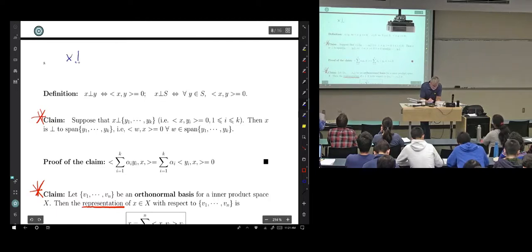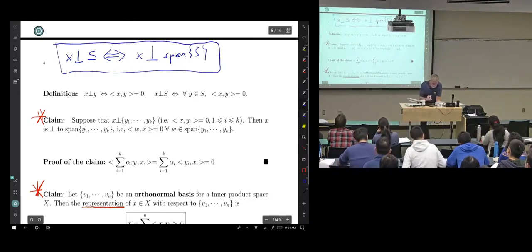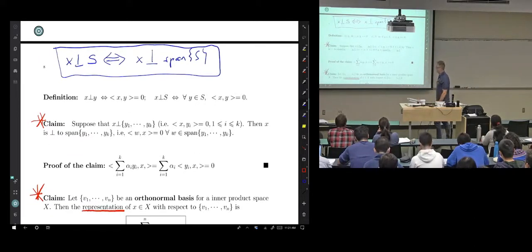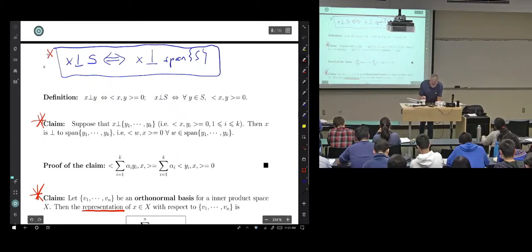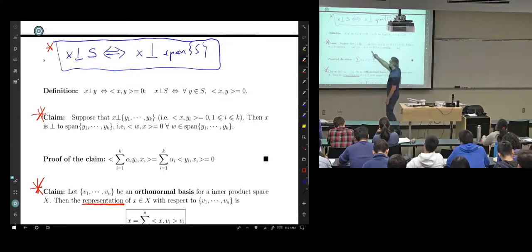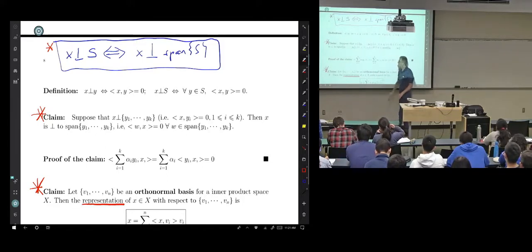x is orthogonal to S if and only if x is orthogonal to the span of S. So write that down in your notes. It's probably a homework problem next week. I forget, I think it is, but if not, you want to know that one. So that's a good one to know. Okay, and so this is the case when S has a finite number of things, but it's true in general, and it's the same proof.